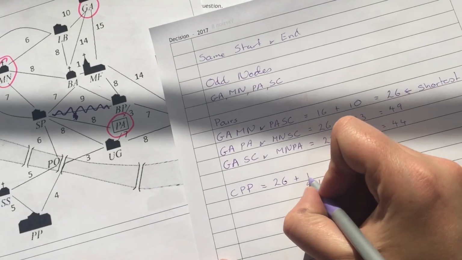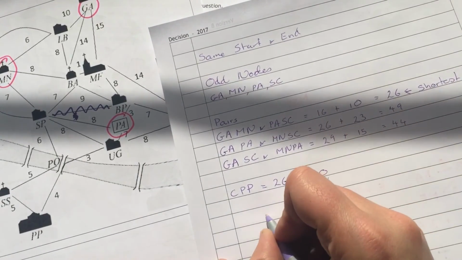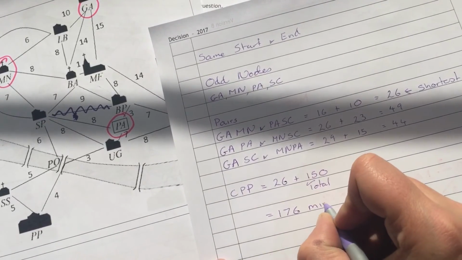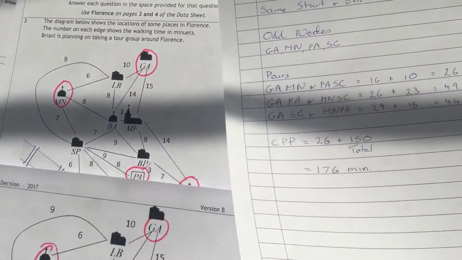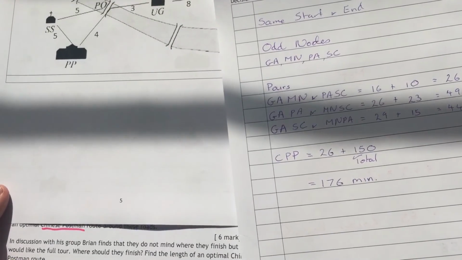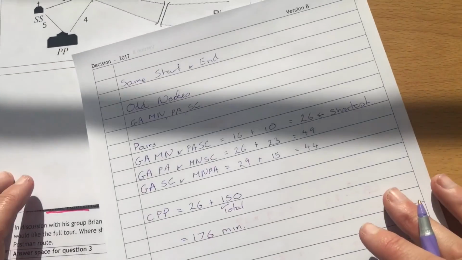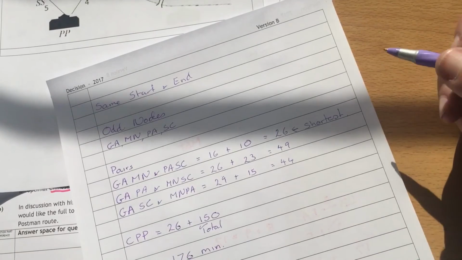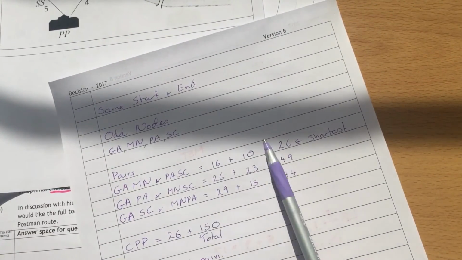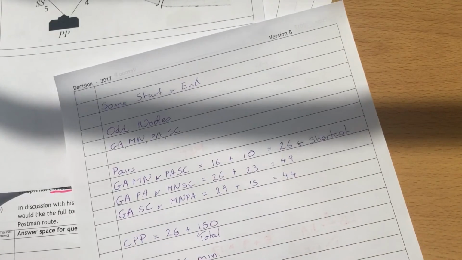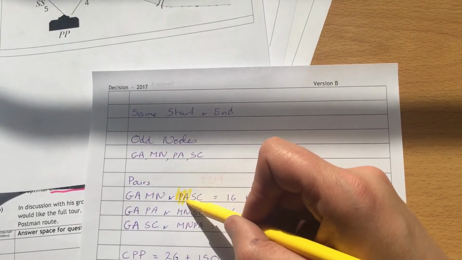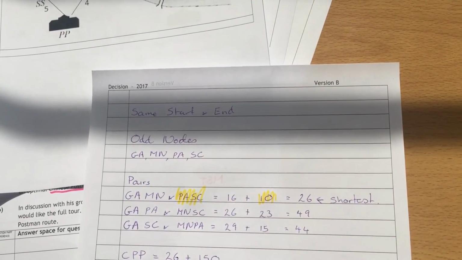So the total for everything is 150. So our Chinese postman problem comes in at 176 minutes. So we're then looking at the fact that we don't have to start and finish in the same place. So if we don't have to start and finish in the same place, then we're going to be looking on here for our smallest bit. So the smallest thing that we've got is this 10, and that represents repeating this section.